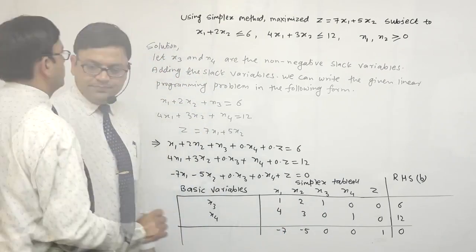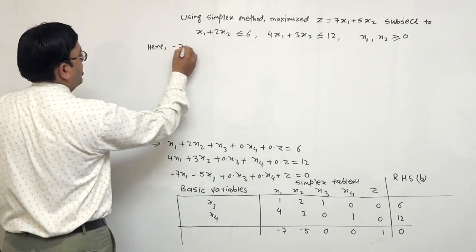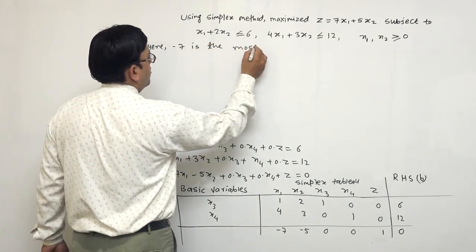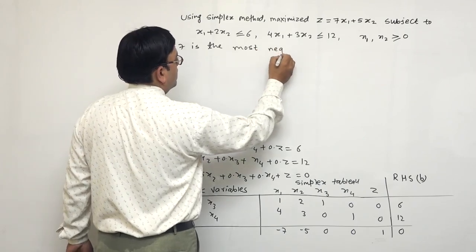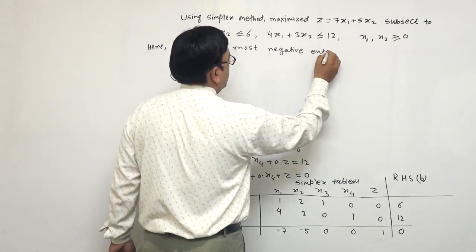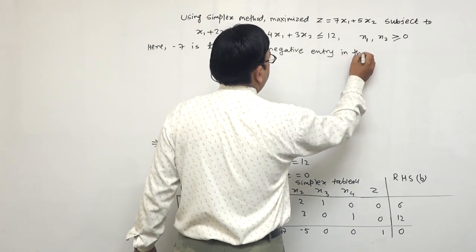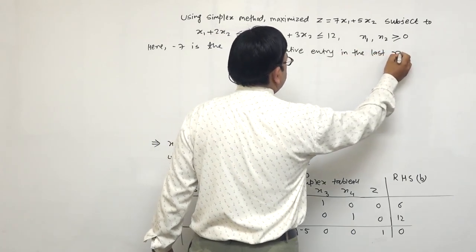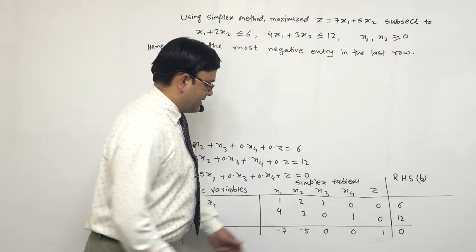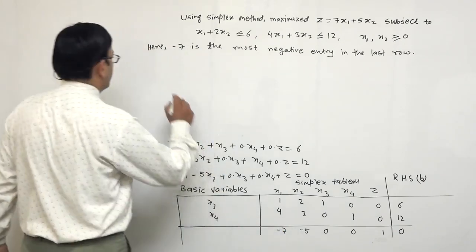So let's write here minus 7 is the most negative entry in the last row. In the last row, यो लास्ट रो को हेर्नुस् त minus 7 चाहिँ के हो त, यो एकदमै सबभन्दा लोएस्ट इन्ट्री हो नेगेटिभ.